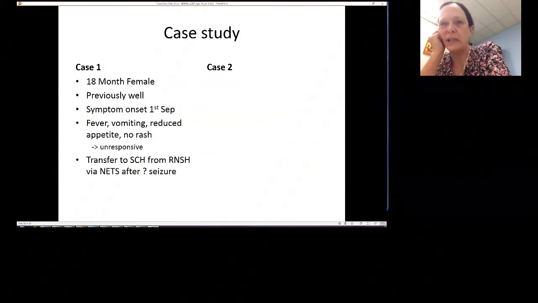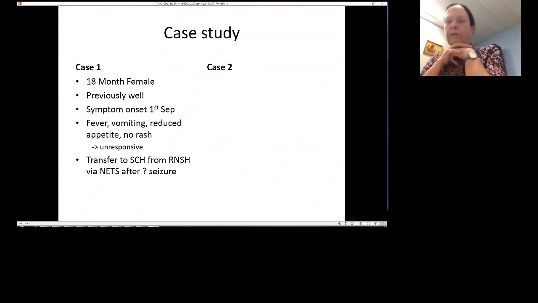Okay, so this is just an interesting case that we've had recently in New South Wales, and I thought I'd run through it because it illustrates some of the issues around cases in childcare centres. So the first case is an 18-month-old female who'd been previously well and had an onset of fever, vomiting, reduced appetite with no rash on the 1st of September, and she rapidly became unresponsive. She was transferred to the Sydney Children's Hospital from Royal North Shore via neonatal emergency transport after she had a seizure at North Shore Hospital. Next slide.